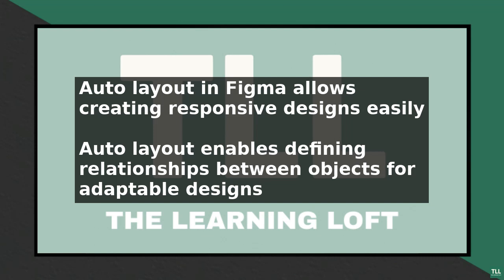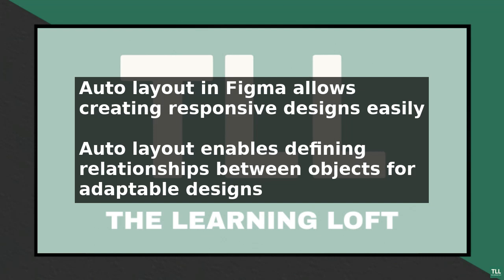First, let us start with the basics. Auto Layout in Figma is a way to create designs that adapt to different screen sizes and devices. It allows you to define the relationships between objects and how they should behave when the design is resized.